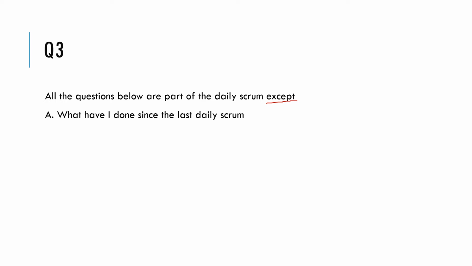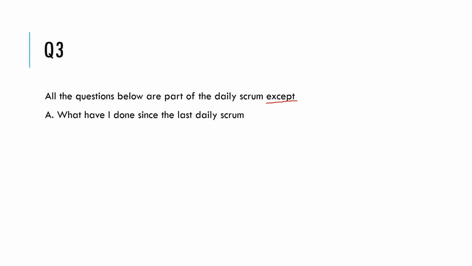Okay, question number 3. All the questions below are part of the daily Scrum except. So you're going to see questions as options for this question, right? So all of them are basically part of the daily Scrum except. So you need to find out which of the questions that you're going to see now is not a part of the daily Scrum.